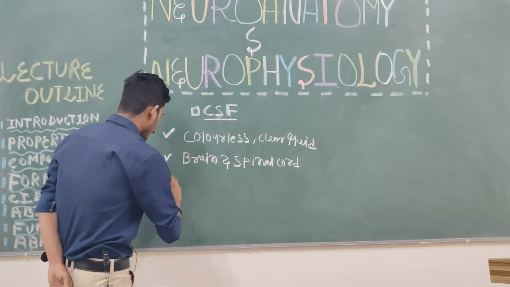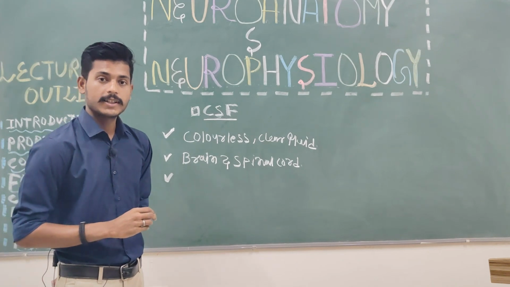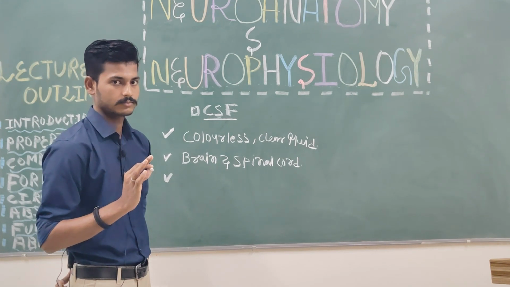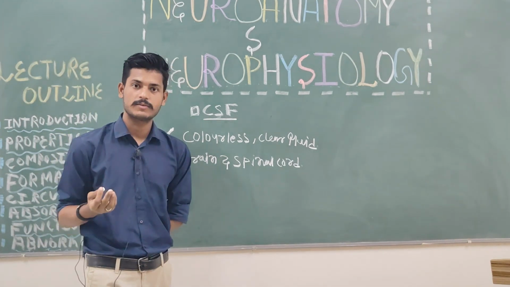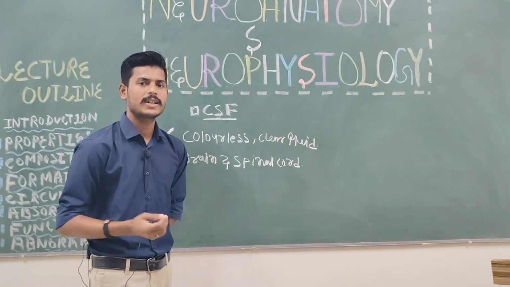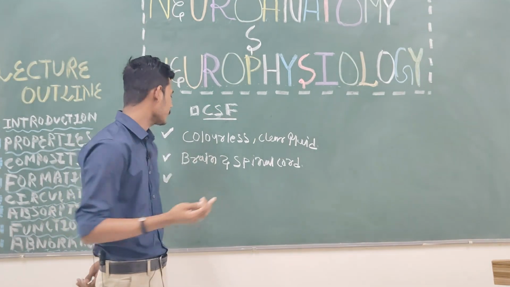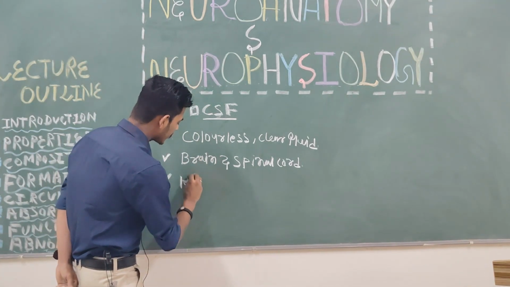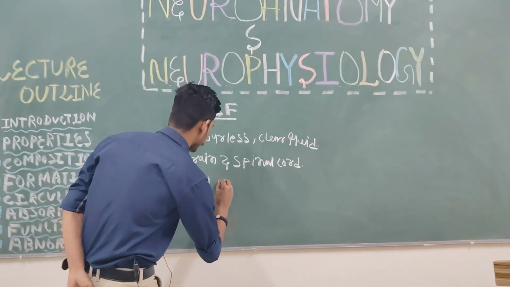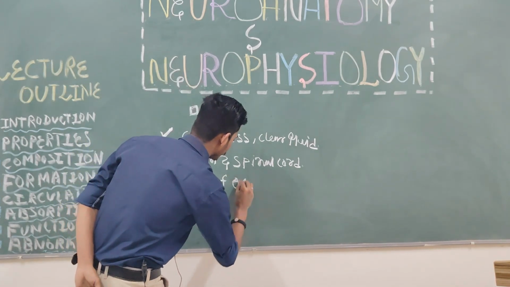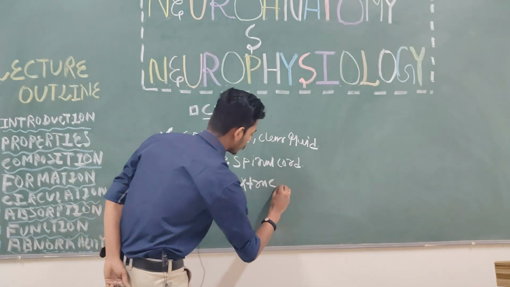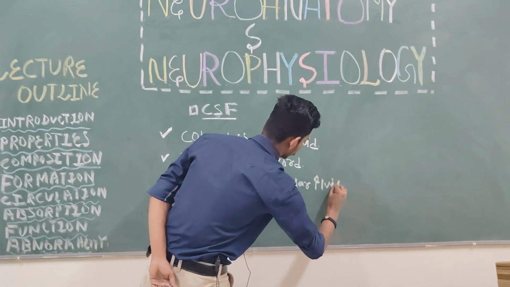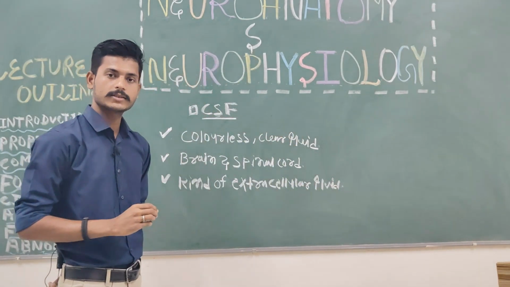Now the third point related to the cerebrospinal fluid is that this is a kind of extracellular fluid. What now? You're thinking, what do you mean by extracellular fluid? Simple. The fluid which is present outside the cell environment is called extracellular fluid. So this is a type of extracellular fluid. Getting my points? No problem.